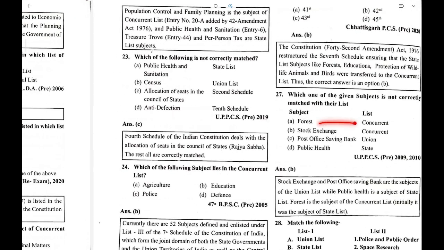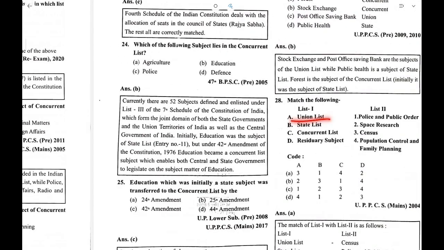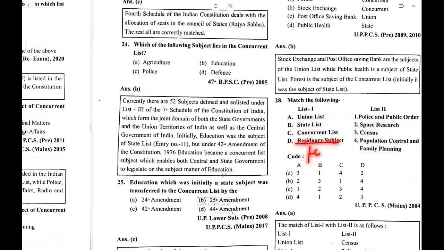Now forest is a matter of concurrent list, this is true. We have to say which is not correct. Stock exchange, concurrent list, which is wrong, it is a matter of union list. Now we have to match in here. Union list, census is a matter of union list. State list, police and public order, concurrent list, population control and family planning. Whereas residuary subjects, on residuary subjects, central government or union can make laws.